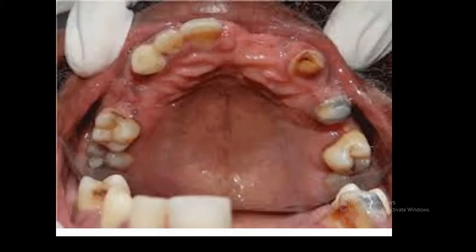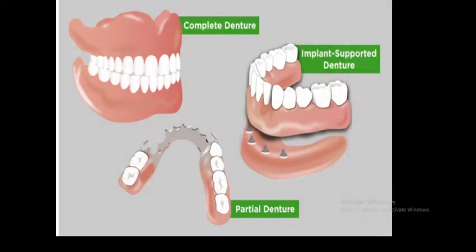This is another patient who is partially edentulous. He has some teeth and some teeth are absent. So for this case we use the partial denture. Here there are three types of denture. We have complete denture, which is used for completely edentulous patients, partial denture for partially edentulous patients, and implant supported denture, used also when maybe one arch has its teeth absent, okay.